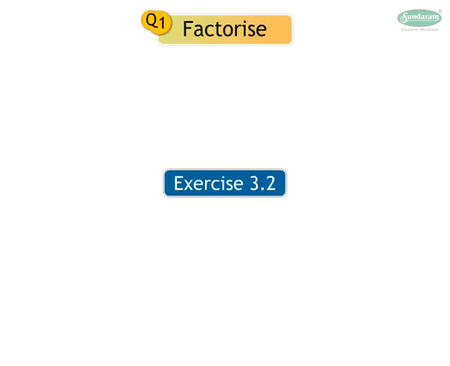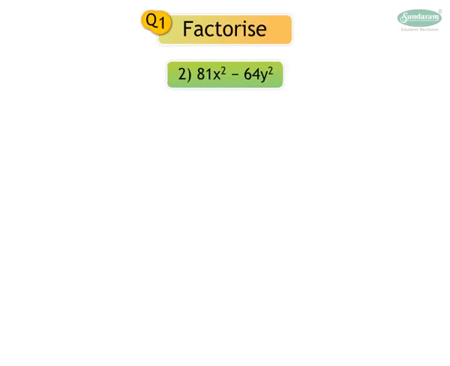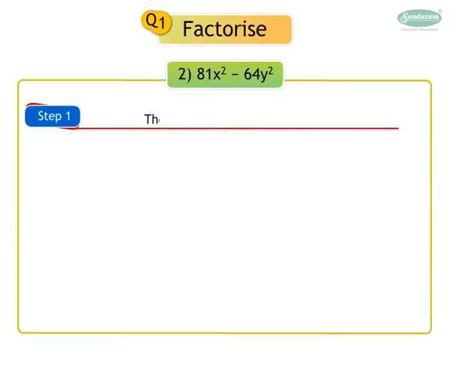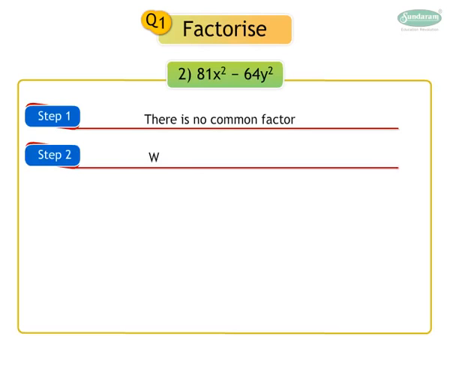Exercise 3.2. Let us solve the sum number 2, which is 81x square minus 64y square. Step 1 is to see whether there is a common factor in the expression. No factor is common, so we shall decide which identity we can apply. We can notice that the expression is difference of two squares.